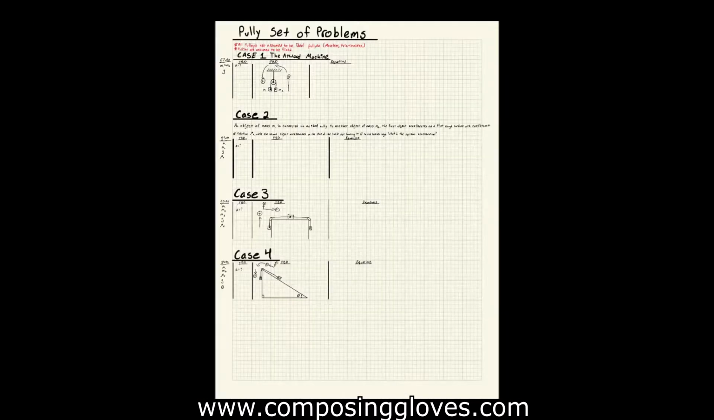We start with case one, the easiest case, and we go to case four, where we have a ramp with things and a pulley on it. It's like we're getting crazy now.